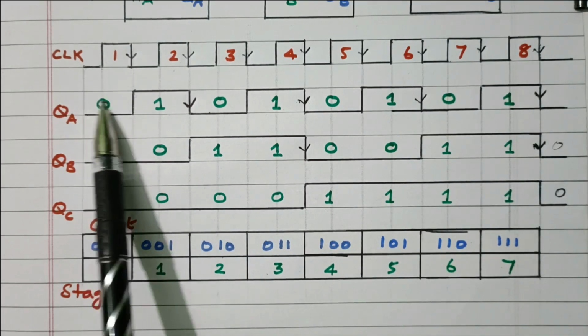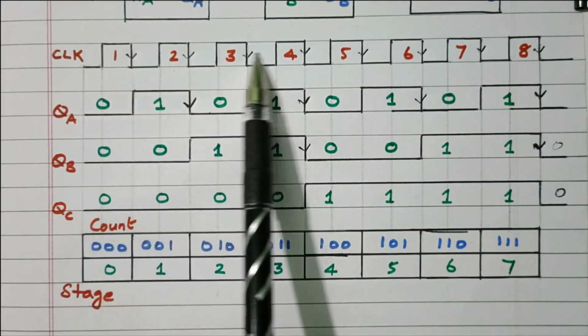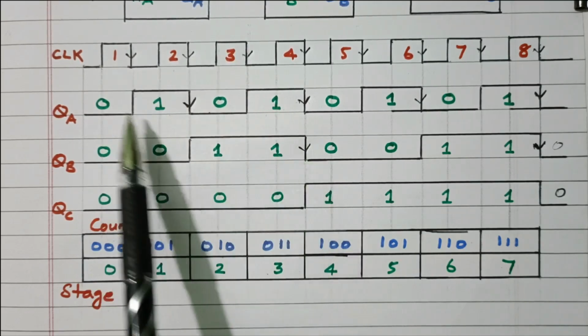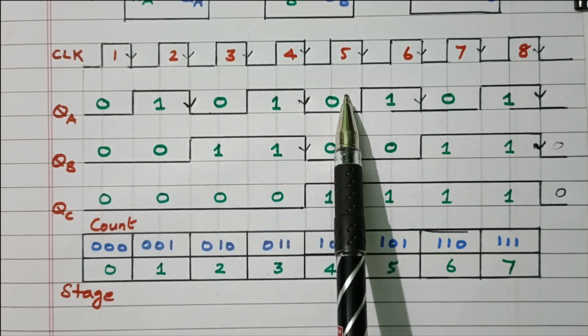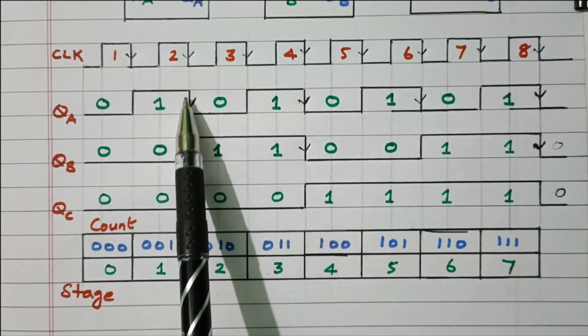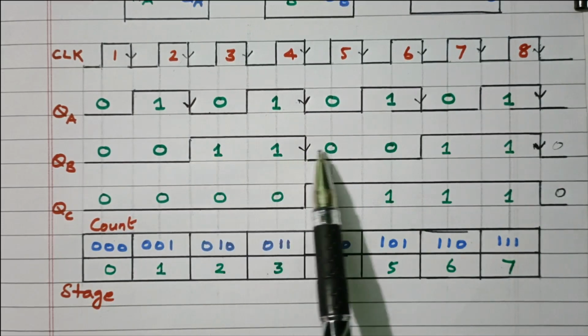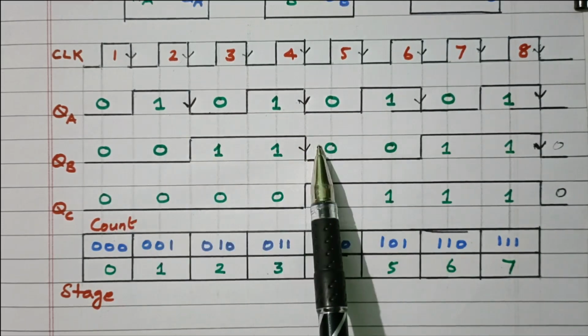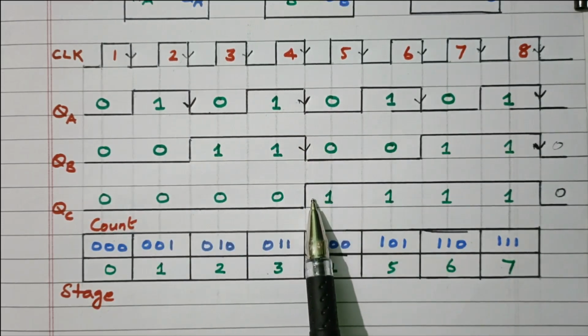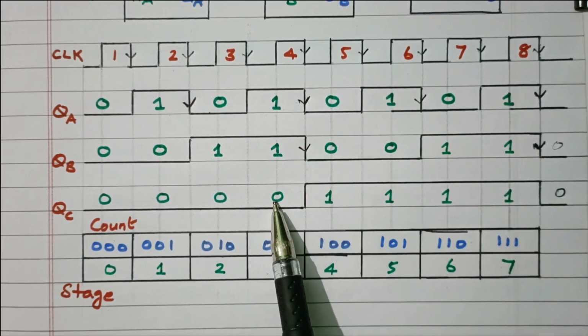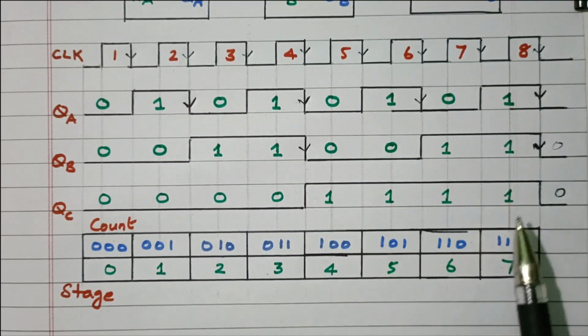So the first flip-flop, the clock pulse is applied. So during every negative edge, the state changes. This signal is applied as a clock pulse to the second flip-flop. So during every negative edge, the state changes 0 to 1, 1 to 0. This signal is applied as the clock pulse for the third flip-flop. So during every negative edge, the state changes 0 to 1, 1 to 0.